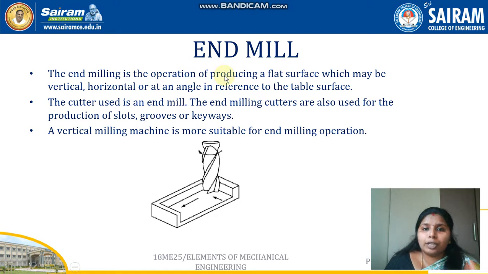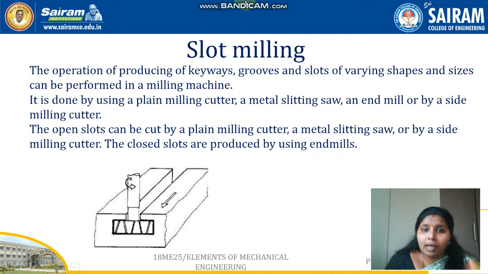The end milling operation is also used for producing a flat surface which may be vertical, horizontal or at an angle in reference to the table surface. The cutter used is an end mill. End milling cutters are also used for production of slots, grooves or keyways. A vertical milling machine is more suitable for end milling operation. This is the end mill cutter that is used on the workpiece to produce a flat surface. It may be a horizontal, vertical or angled surface. And the next one is the slot milling operation.